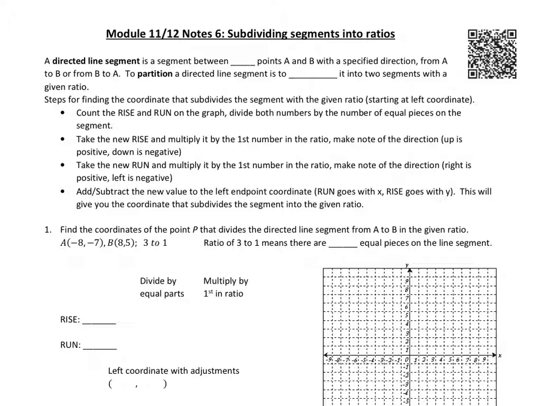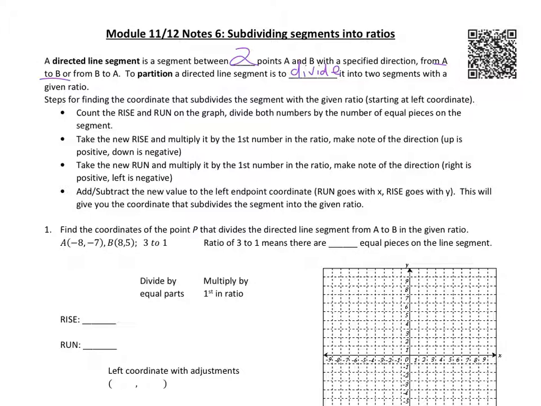In this set of notes, we're going to talk about how we can subdivide a segment into different ratio parts, or really partition it into different sections. So a directed line segment is a segment between 2 points, A and B, with a specified direction. So from point A to B, or you could go from point B to A. Most of the time, we're going to go from A to B, so from left to right. To partition a directed line segment is to divide it into 2 segments with a given ratio.